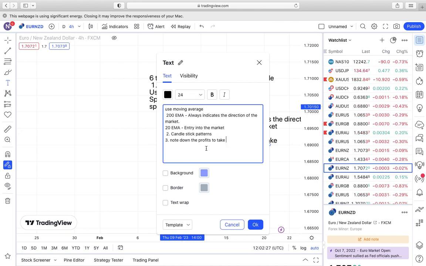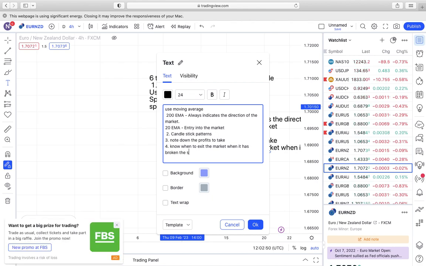Then there's something we call: know when to exit the market. Know when to exit the market when it has broken the structure. When it has broken the structure. Know when to exit the market when it has broken the structure.